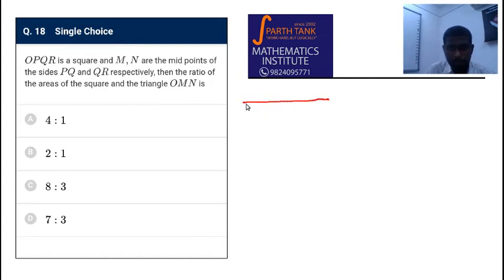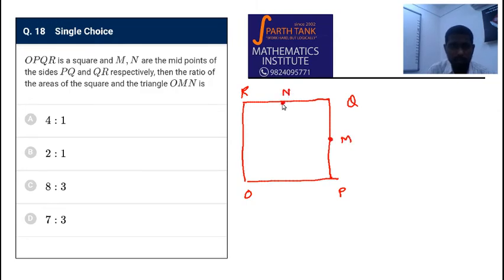OPQR is a square. Okay? M and N are the midpoints of the sides PQ and QR respectively. So the midpoint here is M, QR here is N. Then the ratio of the areas of the square and the triangle OMN. So there is a triangle here, OMN, and there is a square.